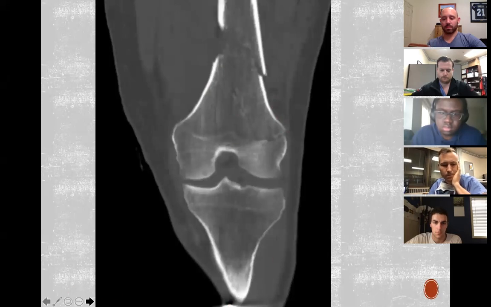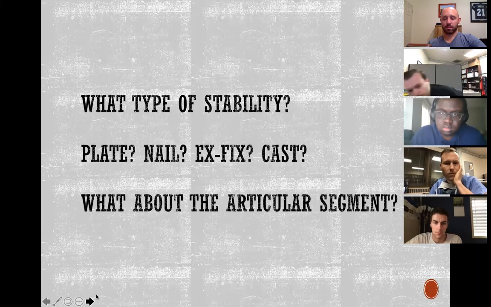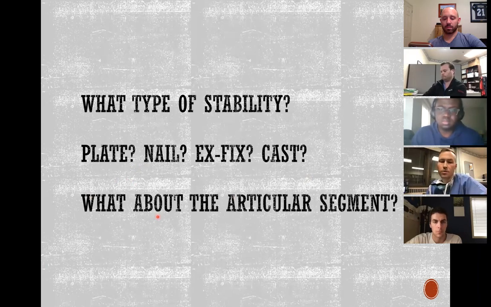I like a corkscrew retrograde nail, unless you think you need to open it. But I think most of it looks pretty well aligned. So what are we looking at here? What type of stability do we want to use? Are we going to plate it or are we going to nail it? X-fix has already been done. Should we cast it? We'll just take that right off the table.